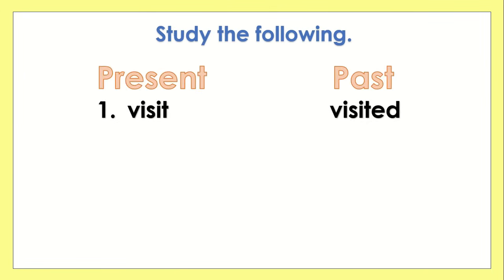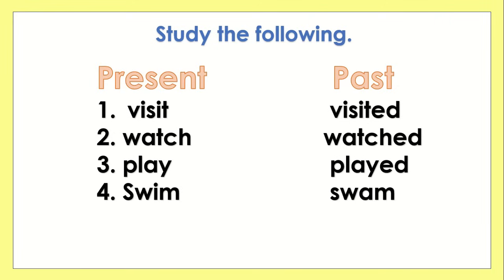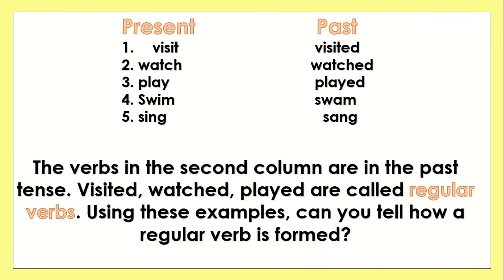Study the following. For present, we have visit, and past is visited. Watch, watched. Play, played. Swim, swam. Sing, sang. The verbs in the second column are in the past tense. Visited, watched, played are called regular verbs. Using these examples, can you tell how a regular verb is formed?